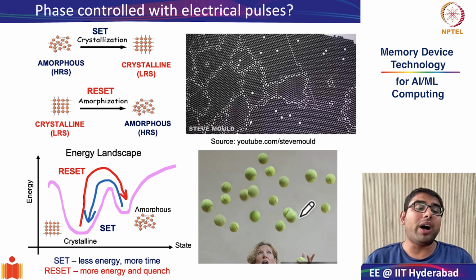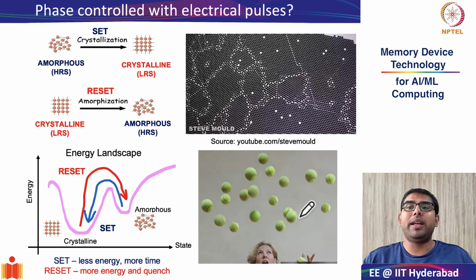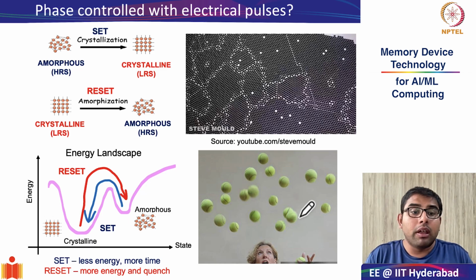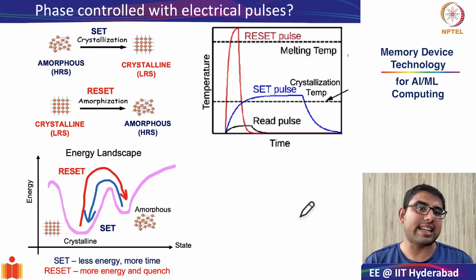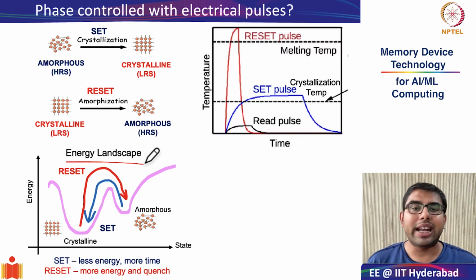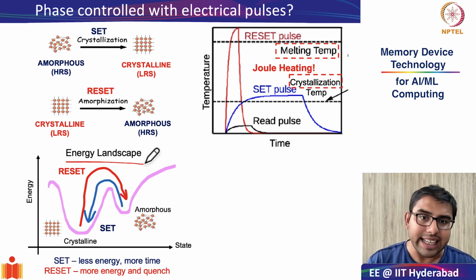So set process requires you to give less energy, but for a more longer period of time, whereas your reset requires you to give more energy and then immediately quench it. Now, with this understanding, from the energy landscape diagram, let us see how using Joule heating, this energy is given to a phase change memory in both set and reset cycles.